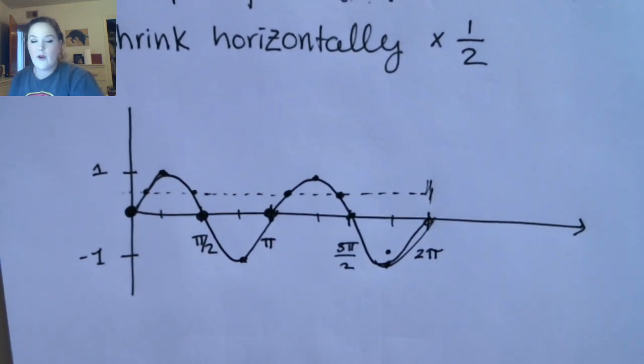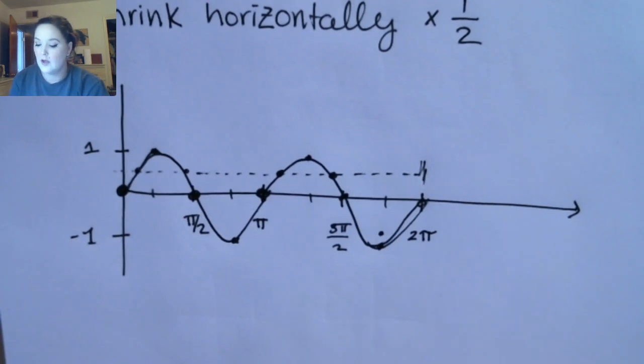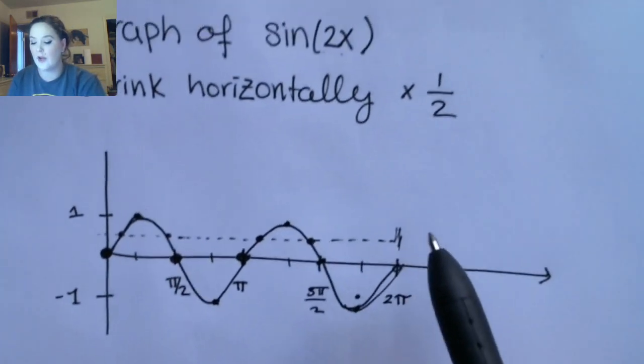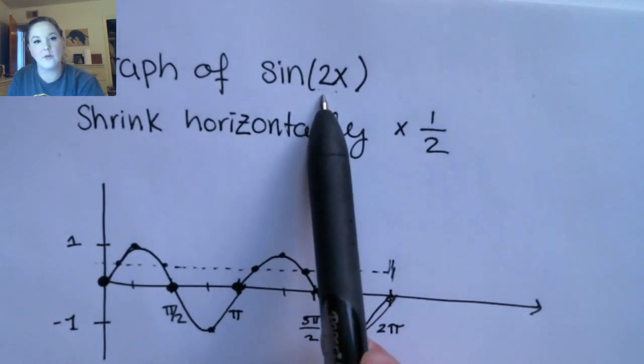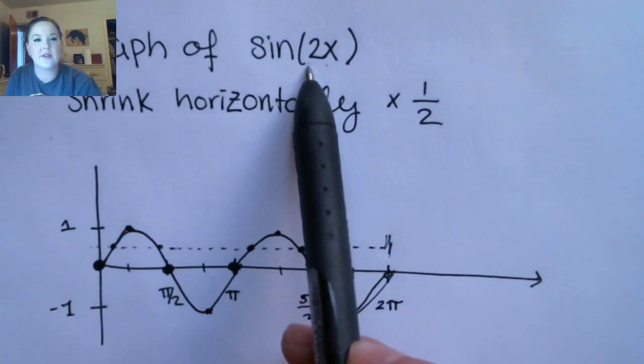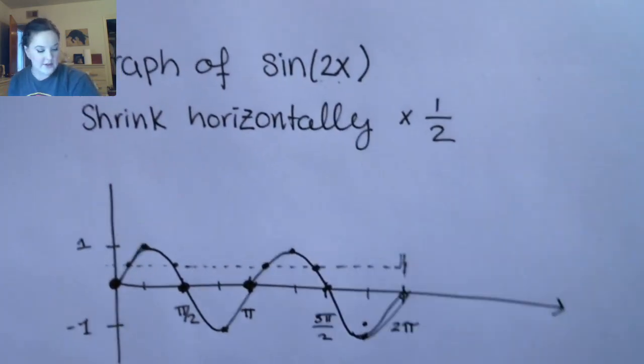Now how do we know how many solutions there's going to be? Well, we know there's 2 full periods here because of this 2. So this number is going to tell us how many solutions we're supposed to have. All right, so let's look at another example.